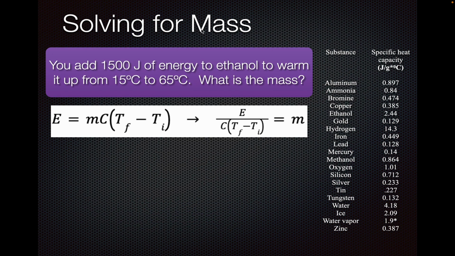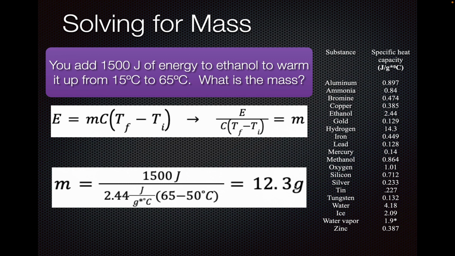Now, last one, what if we need to solve for mass? We have 1,500 joules of energy to warm up ethanol. What's its mass? So again, we can rearrange this equation to look like this. Okay, so now we've seen all three rearrangements to solve for either energy, mass, or heat capacity. And we plug our numbers in and we get 12.3 grams.